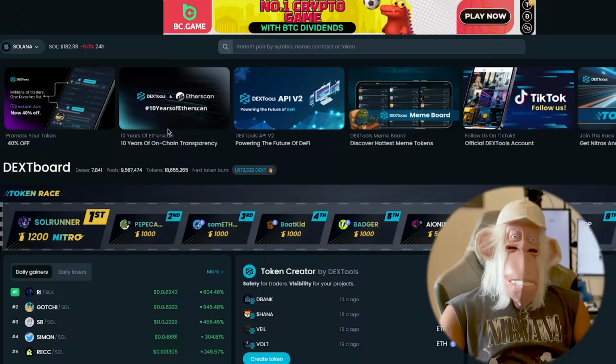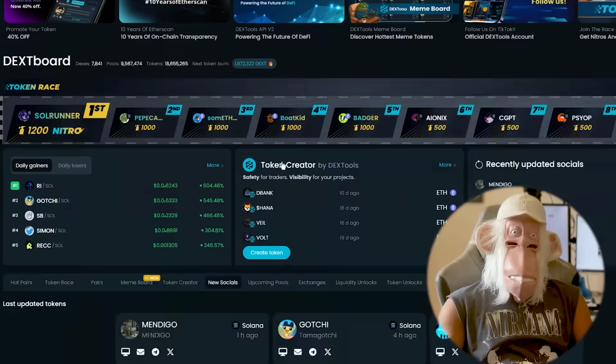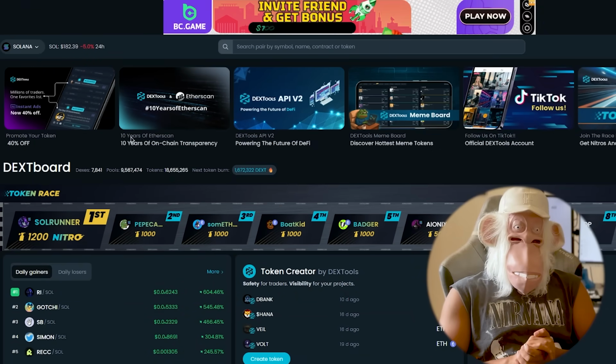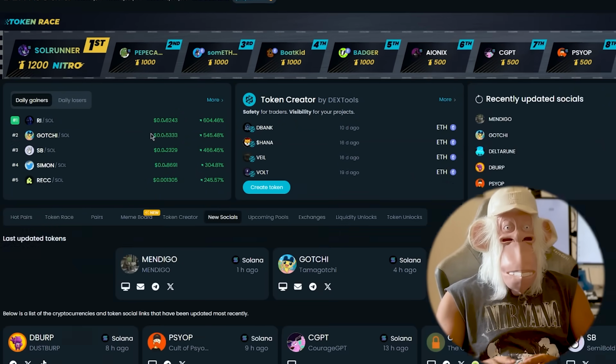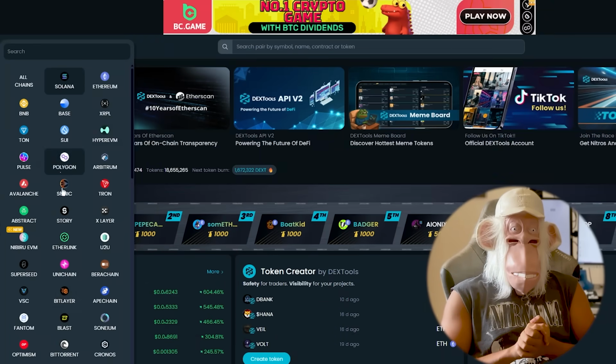Step 1. Open DEX Tools. First, go to dextools.io. This is a platform that shows real-time data of tokens on different blockchains like Ethereum, BNB Chain, and others.